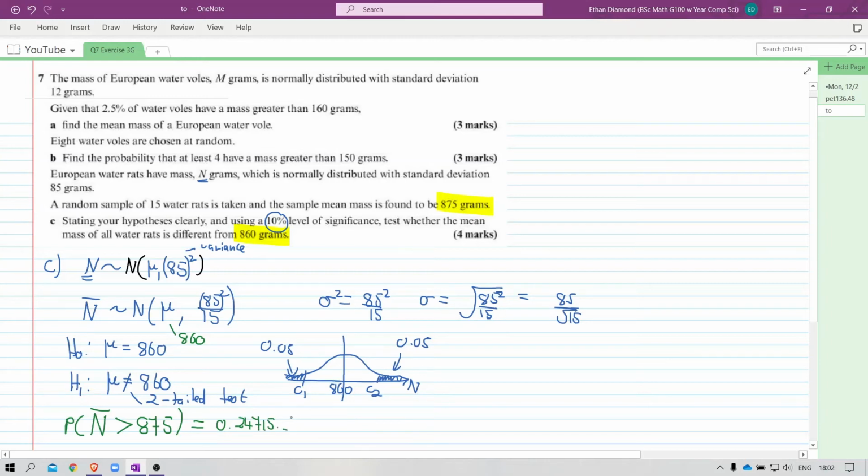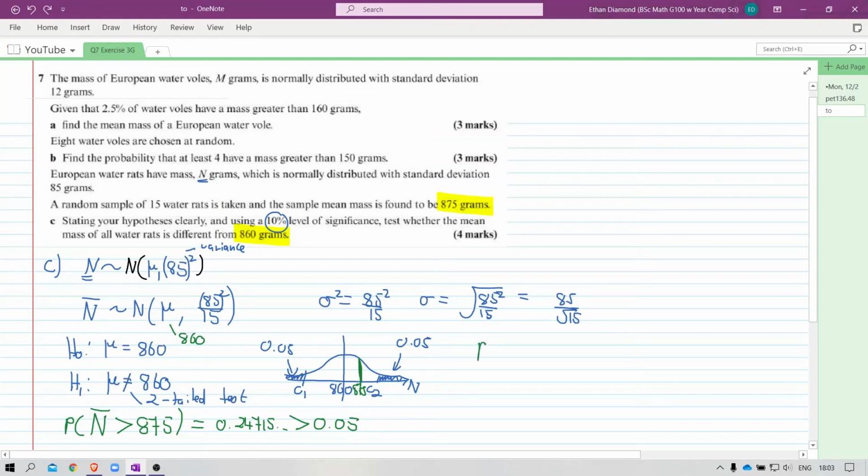Now this is of course bigger than the level of significance, which is 5%. So actually 875 is somewhere over here. Now the fact that that probability is quite large means we're okay. Our null hypothesis is correct. The mean isn't going to be different from 860 grams. The mean is going to have to be significantly bigger than 875 to get C2.